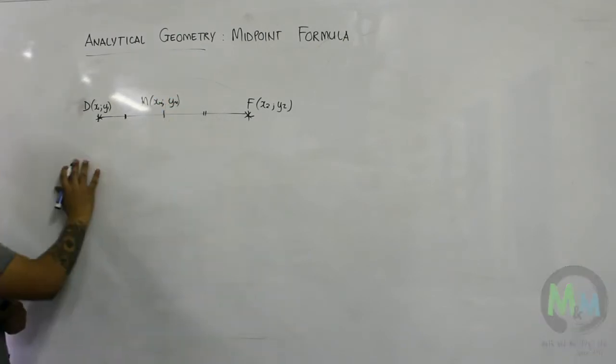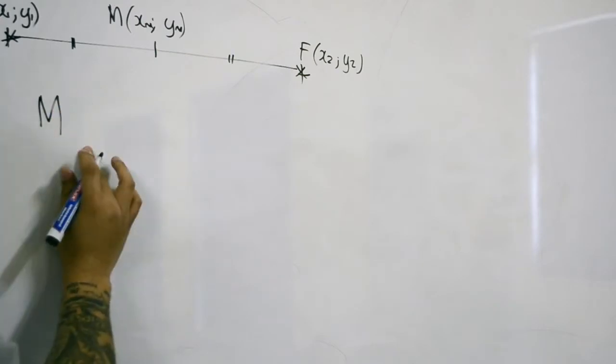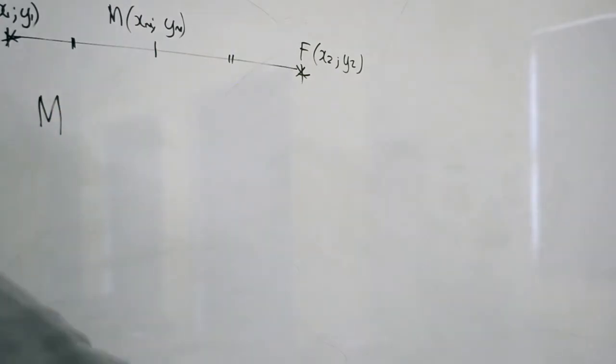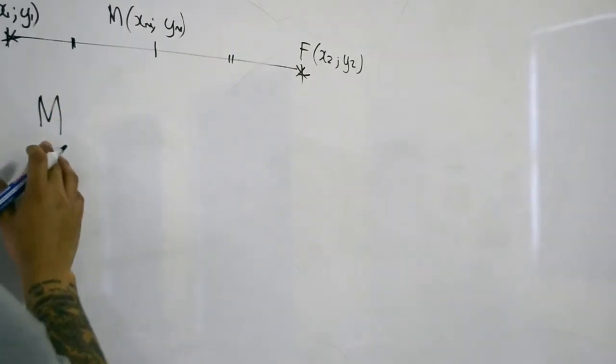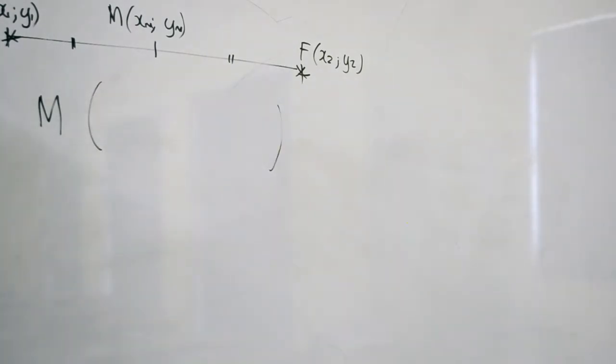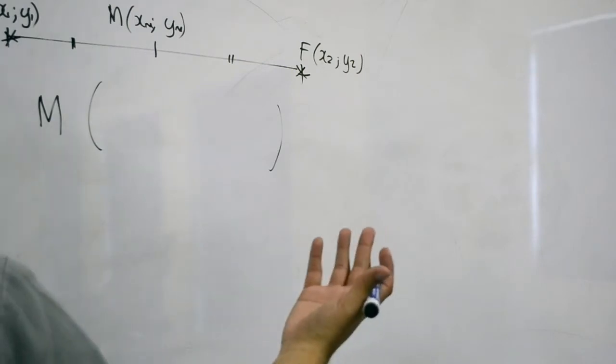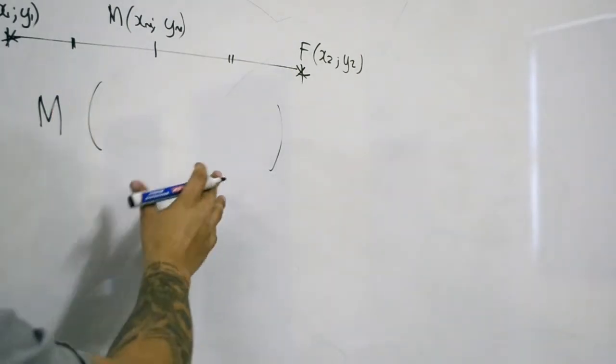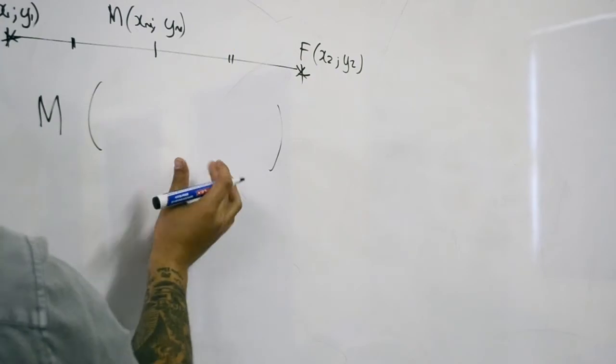Okay, so what does the midpoint formula look like? Capital M, because we know small m is gradients, which we'll get into in the next video. Capital M, open bracket. The midpoint formula already comes in coordinate form, so it's not really necessary to put an equal sign because it comes in coordinate form already.